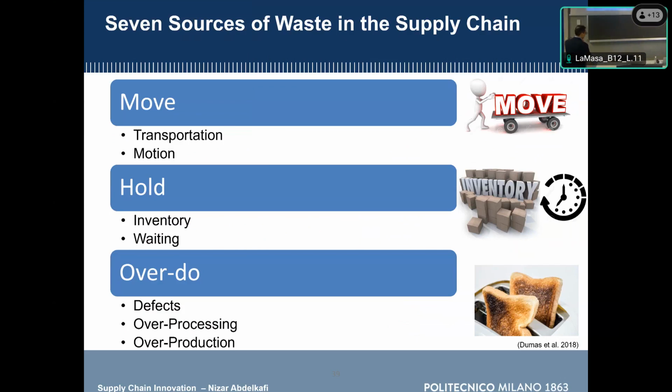What's the difference between transportation and motion? Transportation is always when we are moving something, when we are moving an object, when we are sending a document, when we are moving goods inside the warehouse, inside the production shop floor. So we are moving a good, let's say, or moving an object. Motion is when people themselves move. So it is people's movements, right?